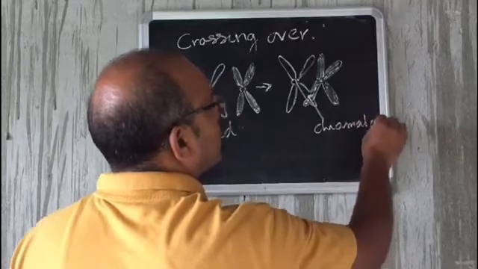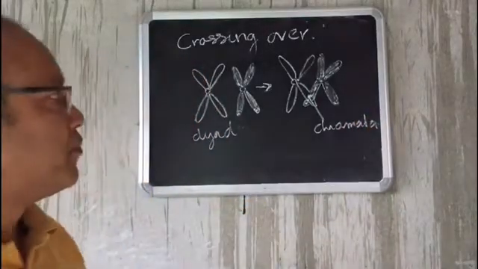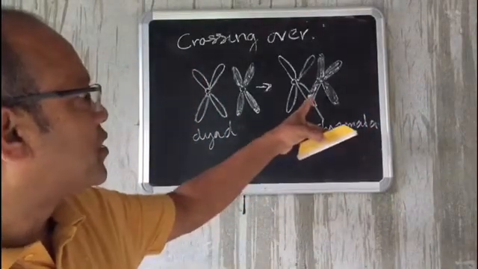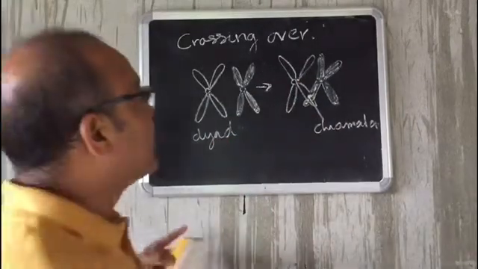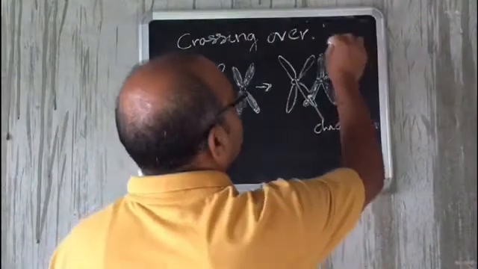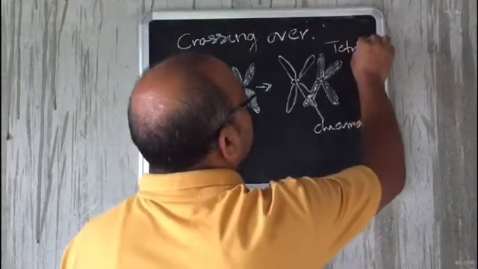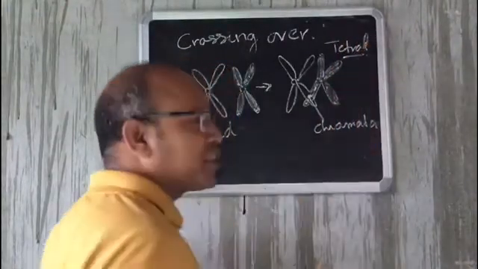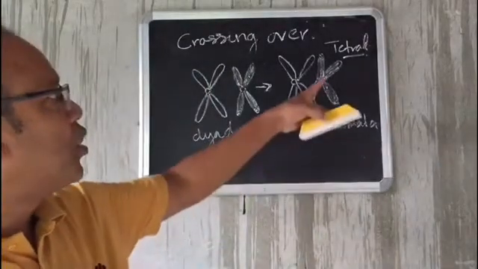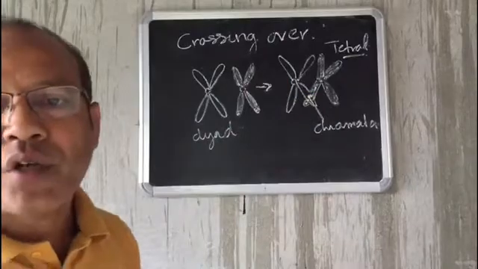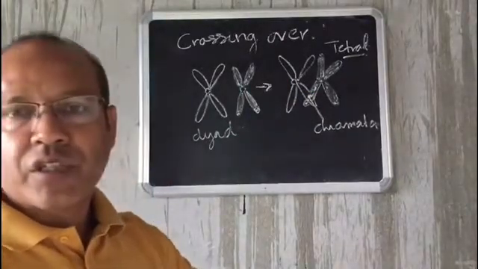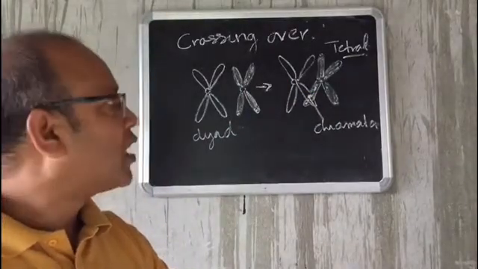This is called chiasmata. They overlap like this. When the dyads overlap, it is called tetrad. This particular stage is the tetrad stage, during which the non-sister chromatids of the homologous chromosomes overlap with each other by formation of chiasma.